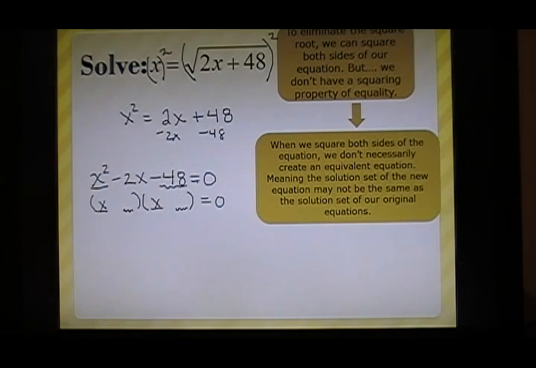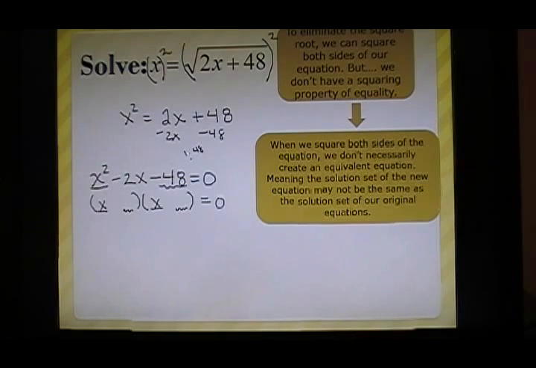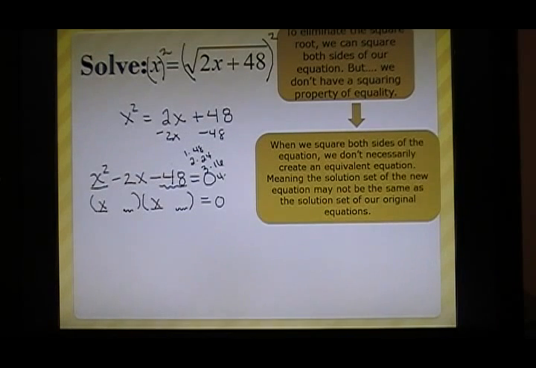And so you can think about all different combinations of numbers that you can multiply to get 48. You can multiply 1 by 48, 2 by 24, 3 by 16, 4 by 12, or 6 by 8. Those are all the different combinations of numbers that multiply to be 48.